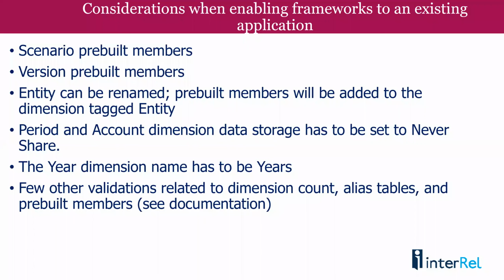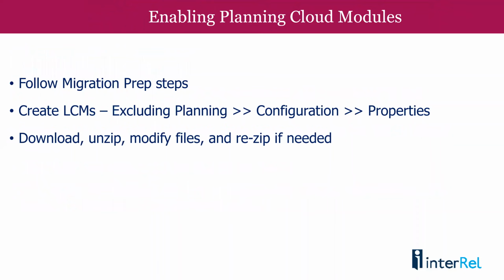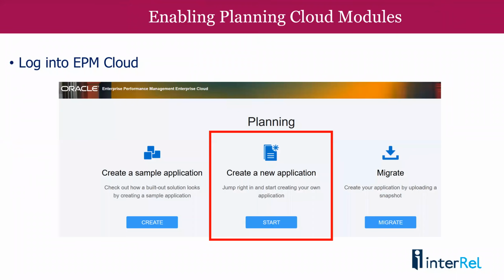And then these are just some of the other things that you have to do if you're going to turn a custom module into enabling frameworks. So if I'm going to create a module, then I follow the same LCM steps, except I wouldn't bring in the configuration properties because you're going to create it anyway. And then if you want to rename database names and all that, you can follow that same unzip and edit. So now the difference is when I log into planning, instead of migrate, I'm going to click on create a new application.